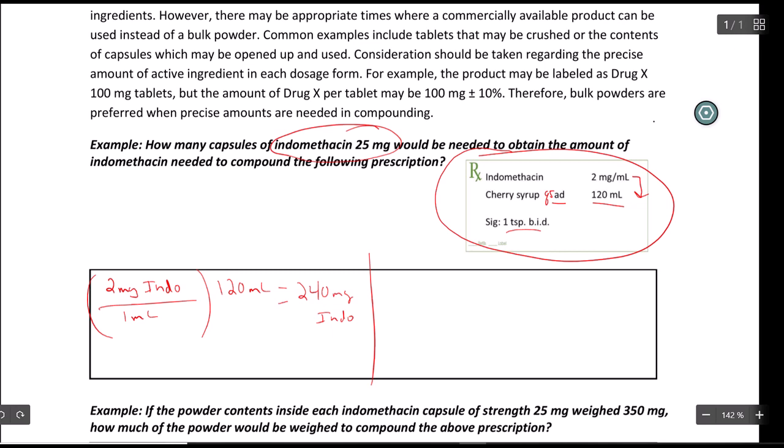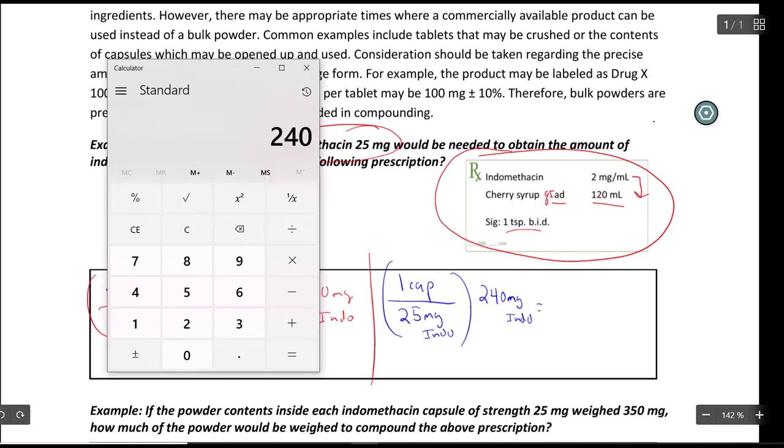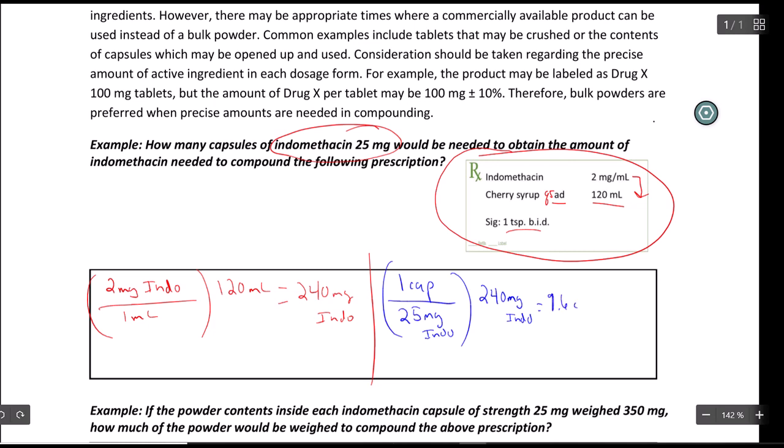I know that in every 1 capsule I've got 25 milligrams of indomethacin. If every 1 capsule contains 25 milligrams of indomethacin, how many capsules do I need if I need 240 milligrams of indomethacin? Now, if I take my 240 and divide it by 25, it says I need 9.6 capsules.